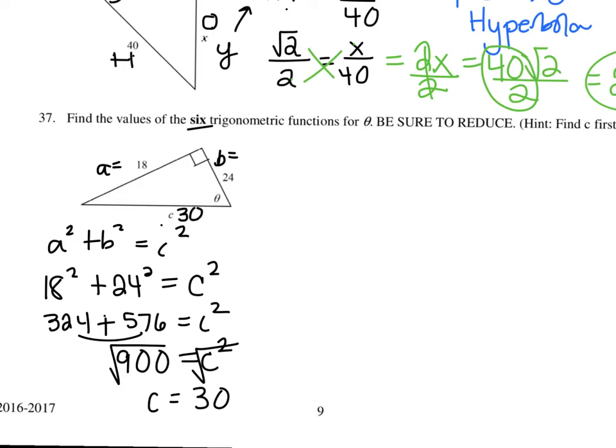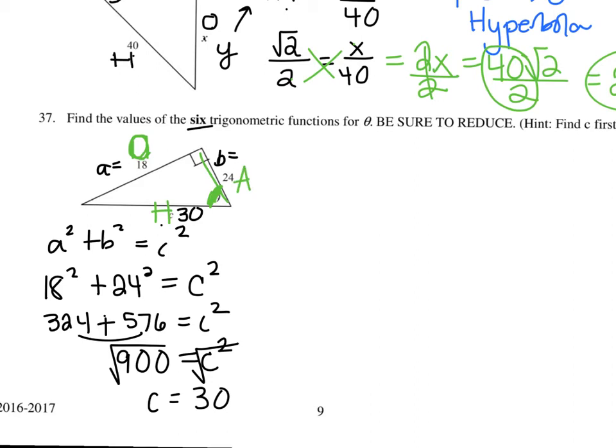So now we do have all of the sides, and what I'm going to do is from the angle theta that they labeled, I'm going to label O, A, and H. So across from the right angle is always the hypotenuse. Opposite our angle is going to be the 18. So that's our opposite side, and adjacent to the angle is 24.